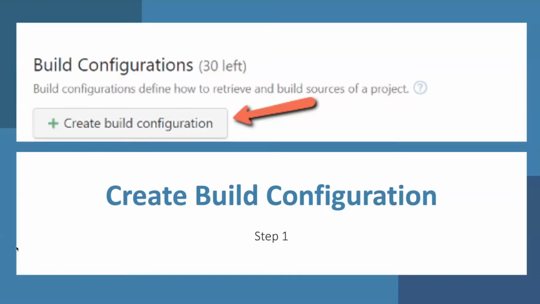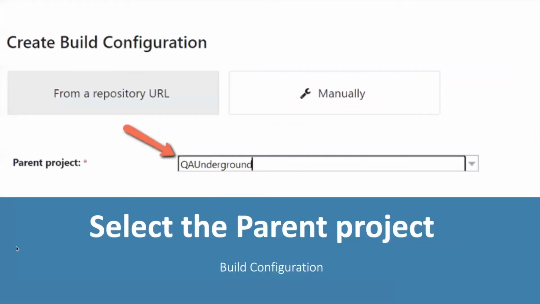First thing we do is, inside of our project within TeamCity, we will select create build configuration. That will open up the create build configuration screen. From a repository URL tab, we're going to enter our parent project. So that's the project that this configuration is going to fall under when you go into TeamCity. So we're going to use QA Underground for that.